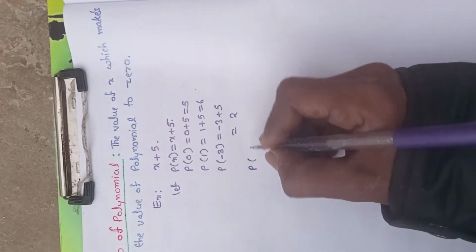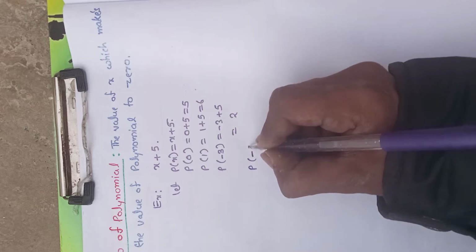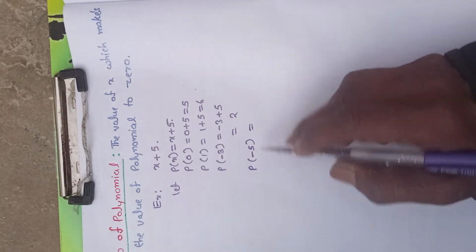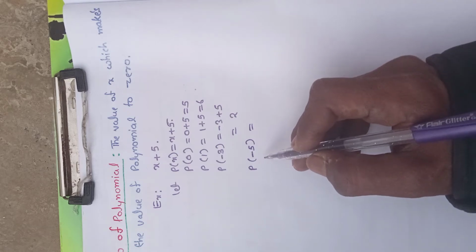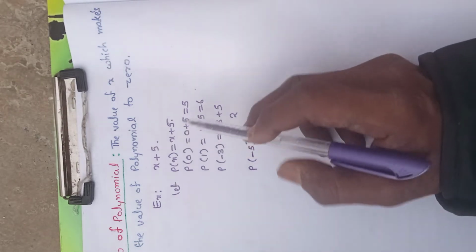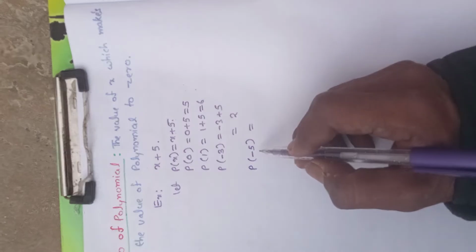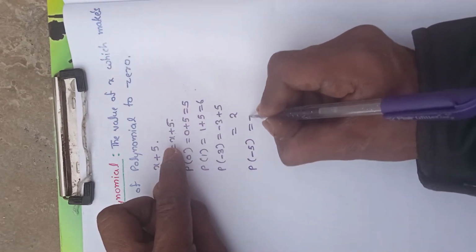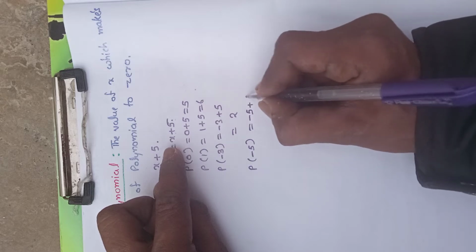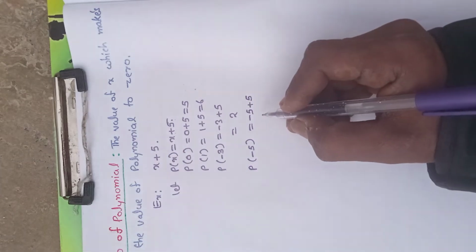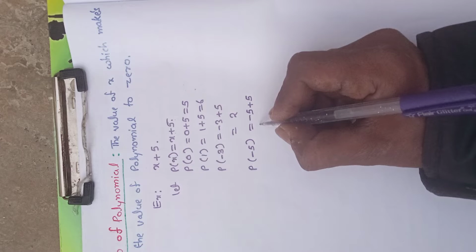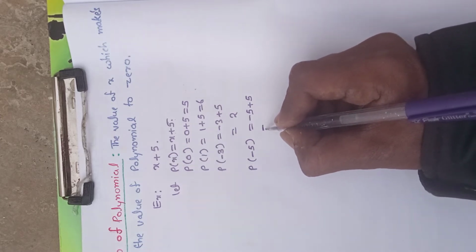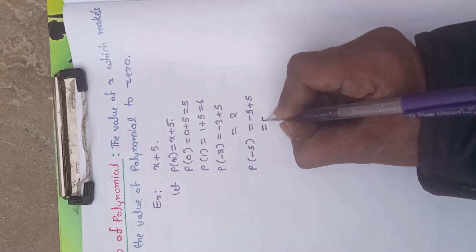Now go to the next smaller number, p of minus 5. What is the meaning of p of minus 5? It is nothing but the value of the polynomial x plus 5 when x equal to minus 5. Now I am substituting x equal to minus 5. Then what will happen? Here the minus 5 and the plus 5 have opposite signs, and they will cancel. Finally their sum will be 0.